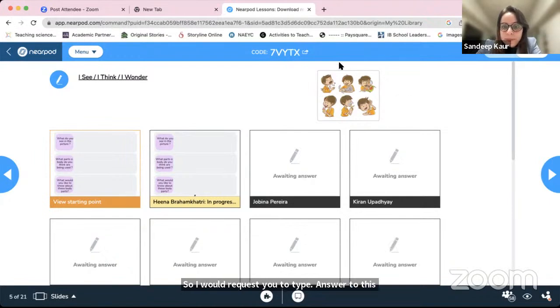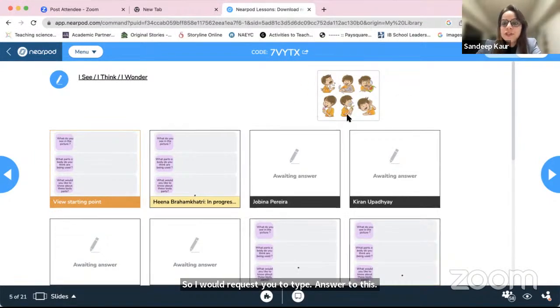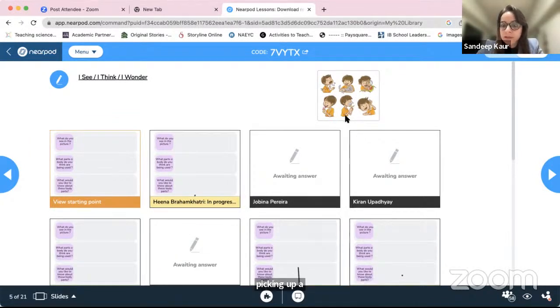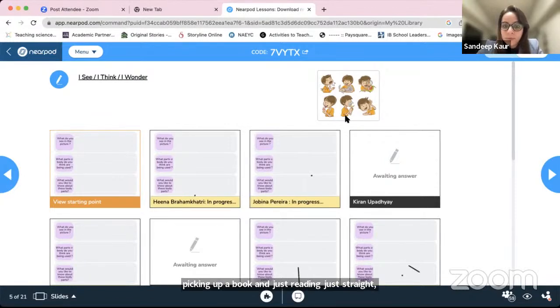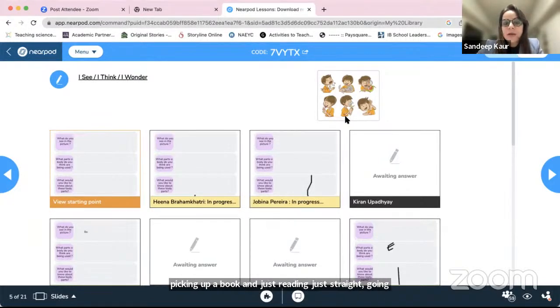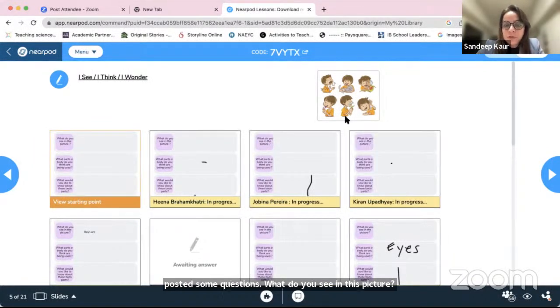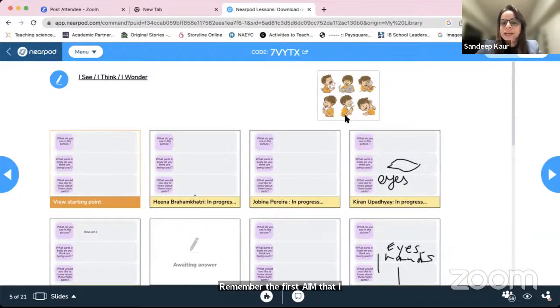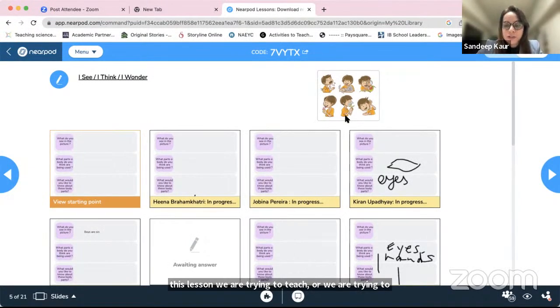Look at this picture up here. Instead of just picking up a book and reading, going straight ahead with it, I've posed some questions. What do you see in this picture? I've asked my students, what parts of the body do you think are being used? And what would you like to know? Remember, the first aim that I shared was that through this lesson, we are trying to get our students to inquire into the sense organs and their functions.